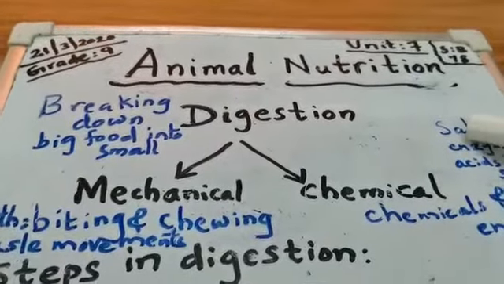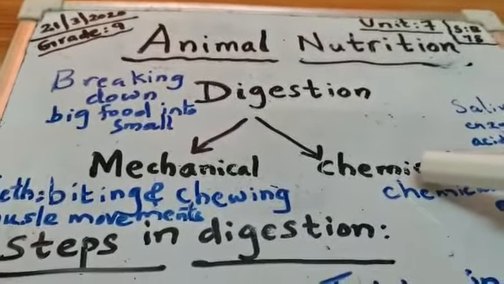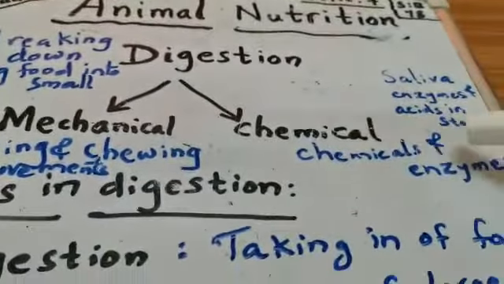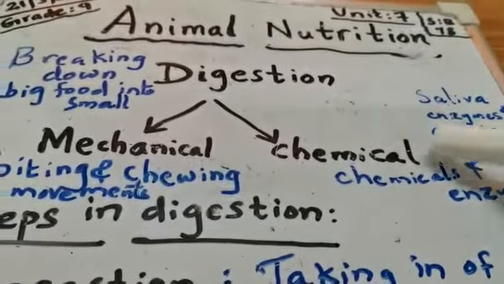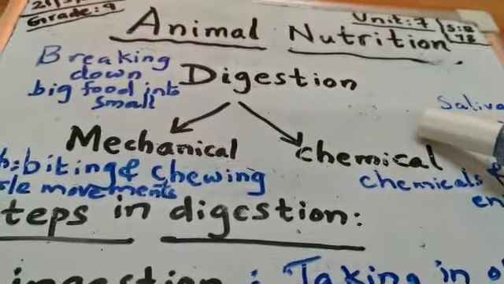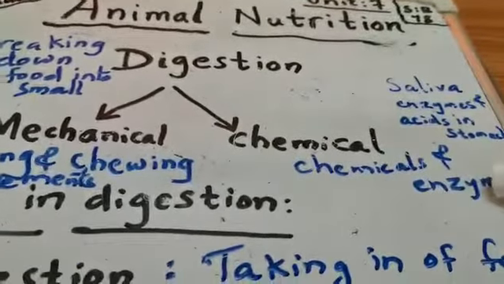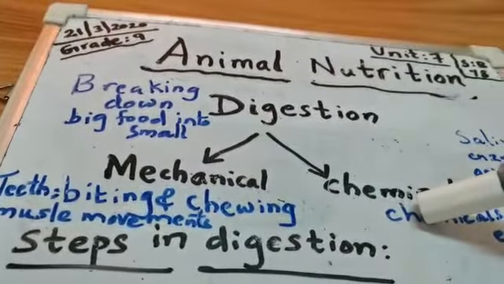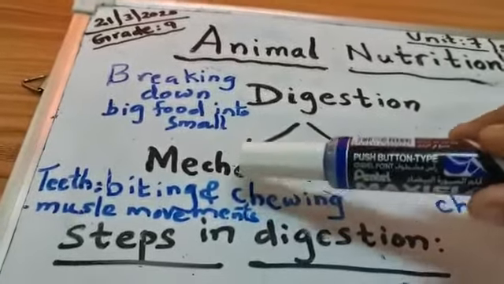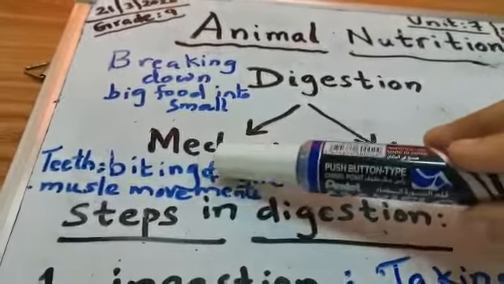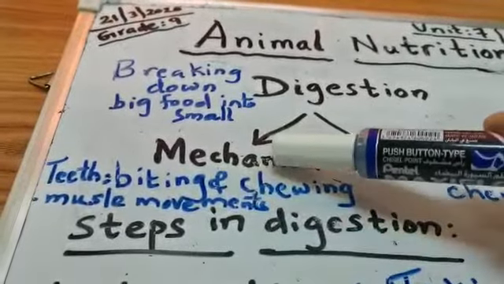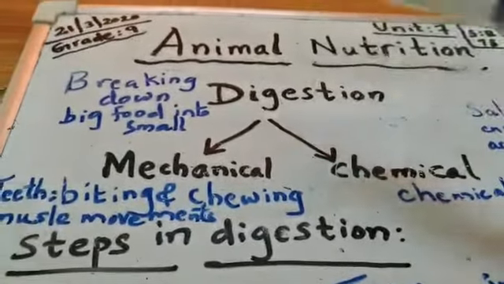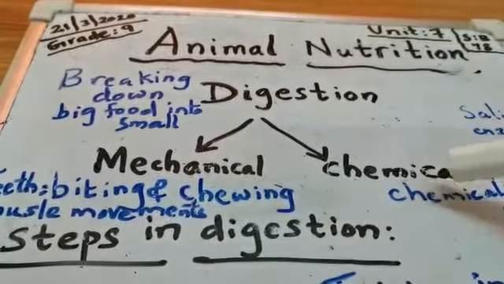So chemicals helping the breakdown of heavy particles into smaller pieces are called chemical digestion. Breaking down of food with the help of chemicals and enzymes can be called chemical digestion. Did you understand mechanical digestion and chemical digestion? What is the difference? Mechanical digestion includes the movements of body parts and the muscle movements that help in digestion. Here, it is the chemicals and enzymes that help in digestion.